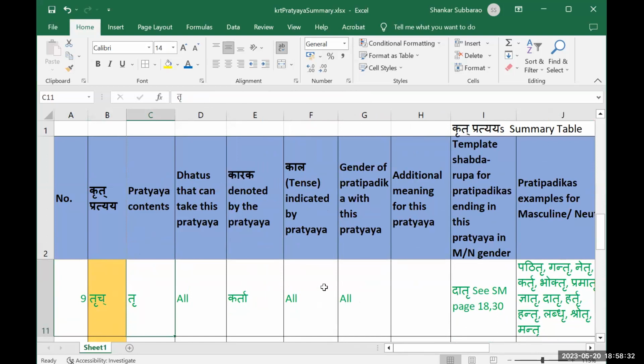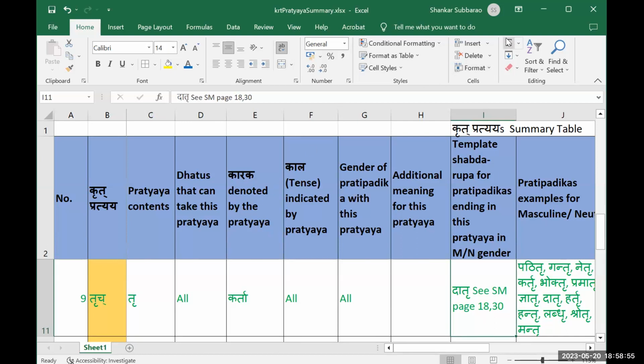Similar meaning, like Nvul. What does it mean? A karta at all times, in all genders. What is the template for this shabda? Datr. Now, if you see, I have made a note here. SM means Shabda Manjari, page 18 and page 30.